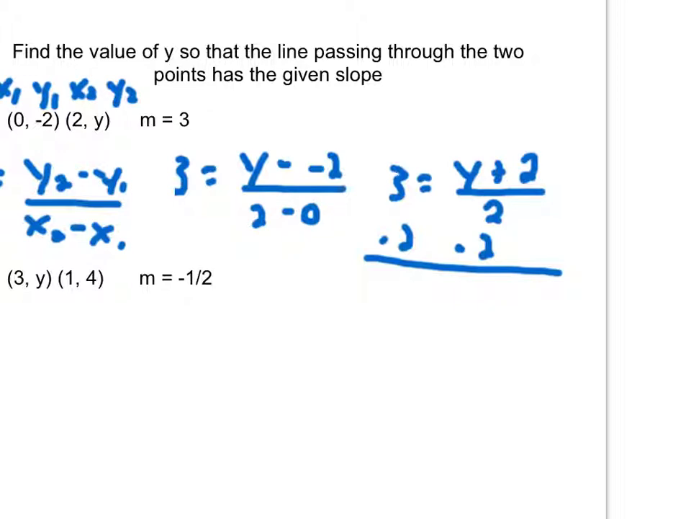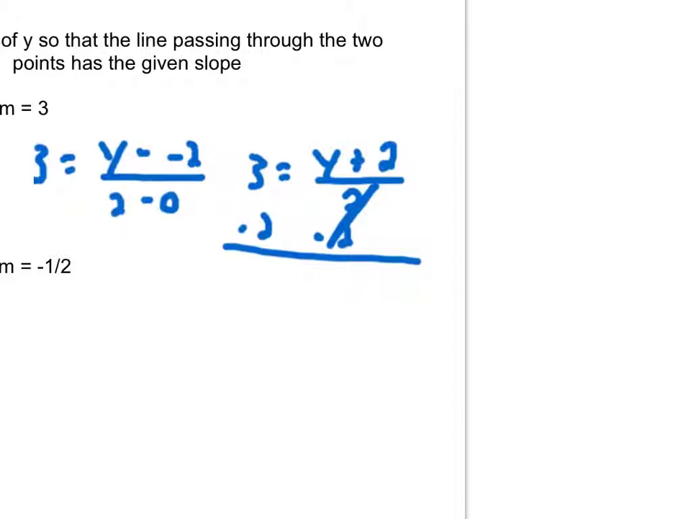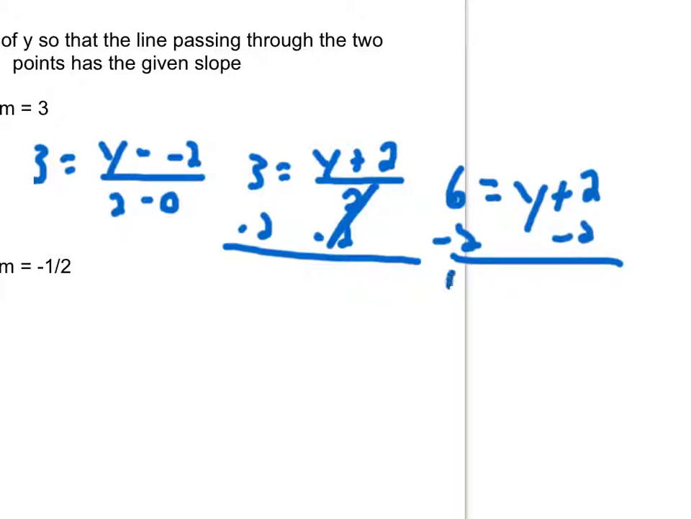And when I do that, that's going to cancel the bottoms here. I'm going to slide this over. 3 times 2 is 6 on the left side. And I canceled out my bottoms, so now over on the right I just got y plus 2. Now I need to subtract 2 to get y by itself, and that's going to give me my answer. Okay, 4 equals y, or y equals 4. So that tells me that my other y value has to be 4.